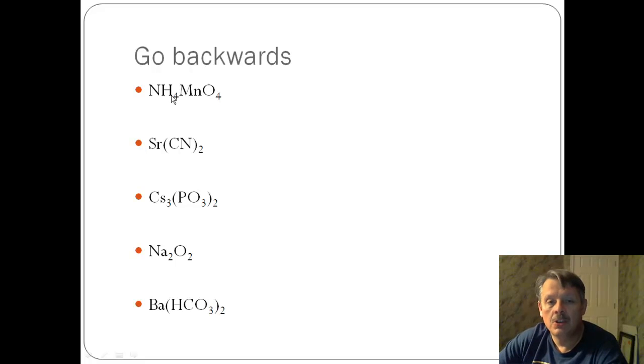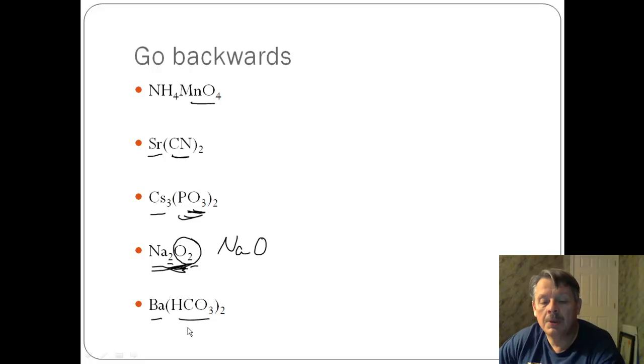All right, your first one is ammonium permanganate. You have to find that on your ion chart, permanganate. And this is strontium, and CN is cyanide. And cesium and phosphite. Not phosphate, it's PO3, so it's phosphite. This is sodium peroxide. Again, you notice that it's Na2O2. You're real tempted to write this as NaO because you want to reduce those two numbers. That's not true because this thing right here, that is peroxide. And this one is barium, and the HCO3 is very common. This is bicarbonate. So this is barium bicarbonate.